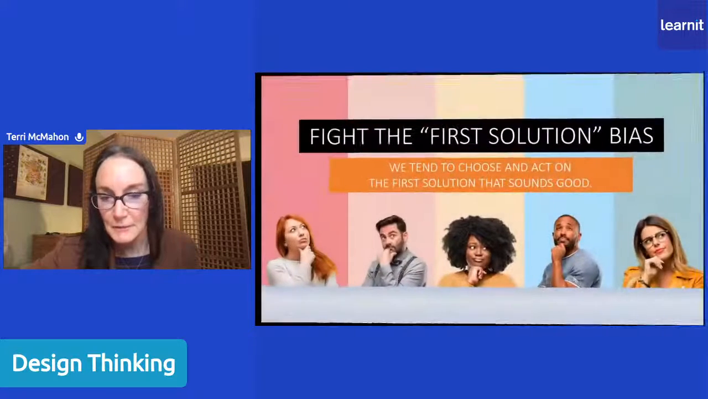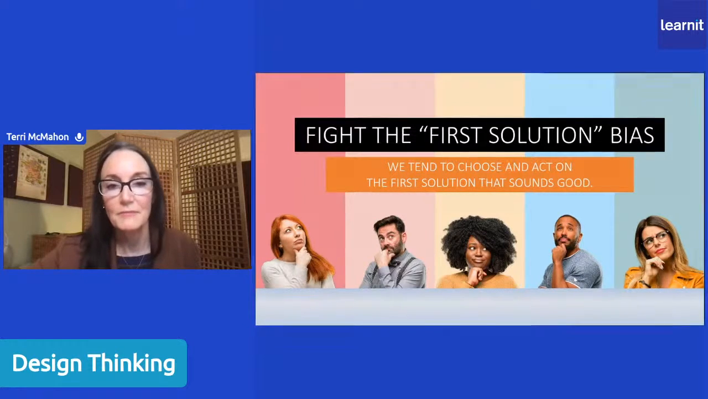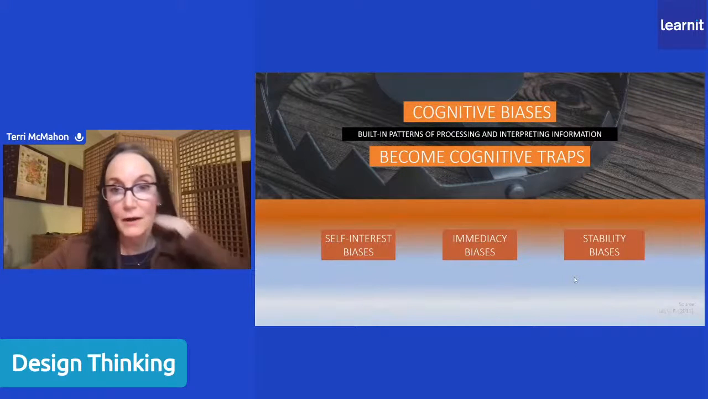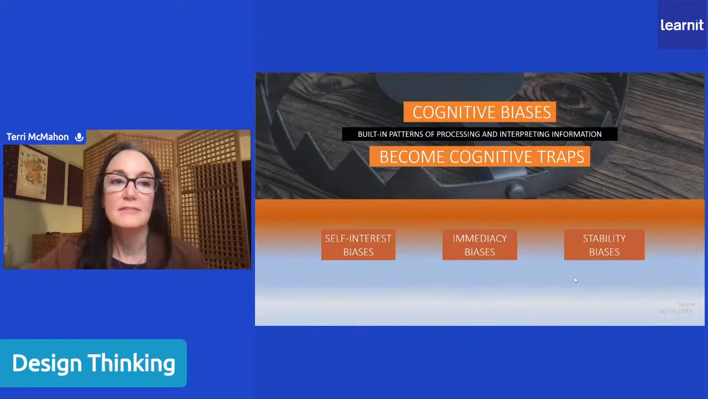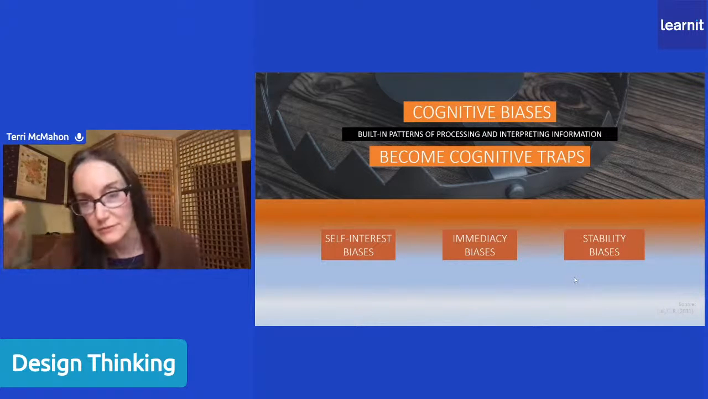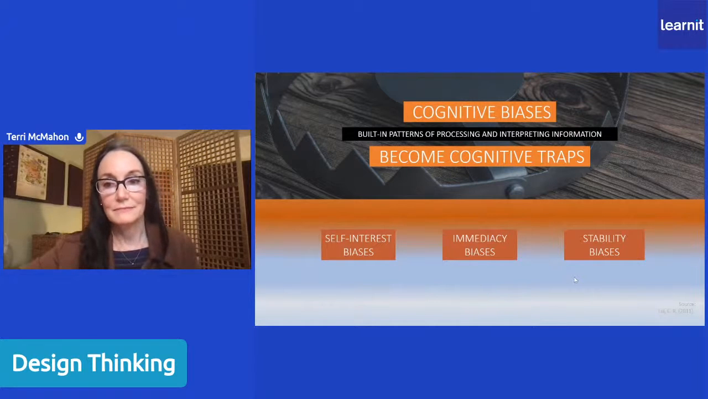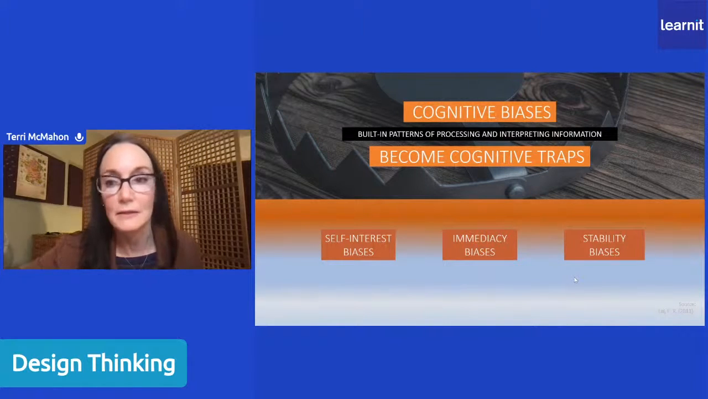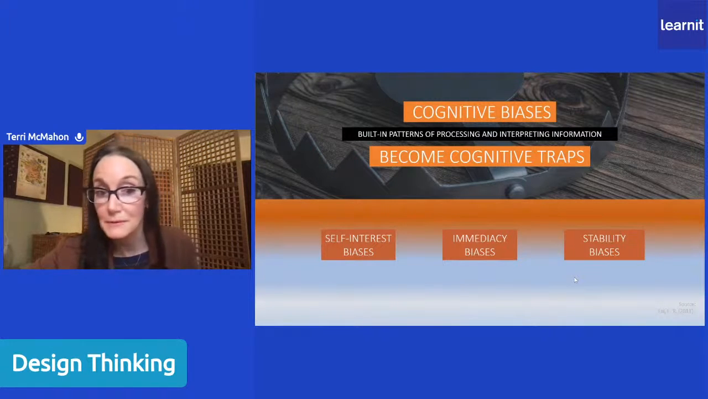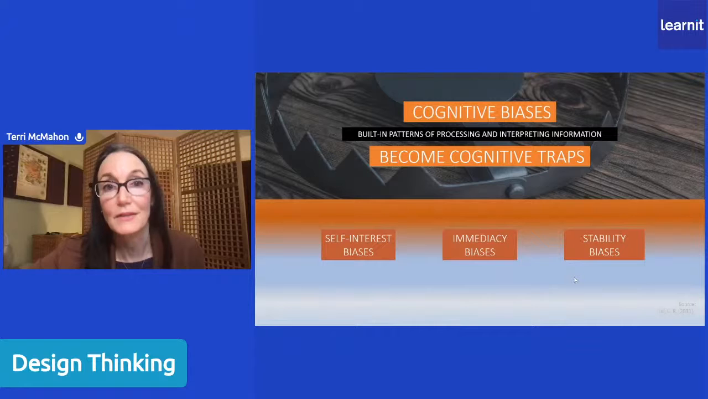All right. Let's go to slide 33 because I just want to identify some of these cognitive biases that become our traps. Here are 3 constellations of biases. Self-interest: that's when you're biased toward things that you really care about, and there are lots of little biases underneath that. Immediacy biases: the bias to only look at the immediate threat and give yourself rewards to survive in the present moment. And then stability biases: you're biased toward things that keep you in the moment, that don't rock the boat.